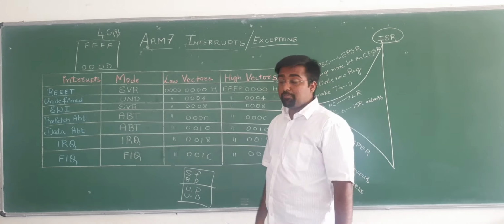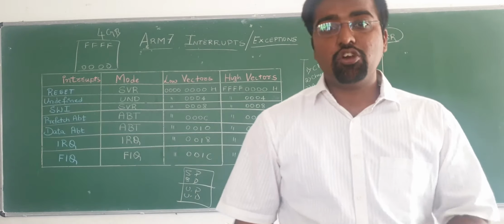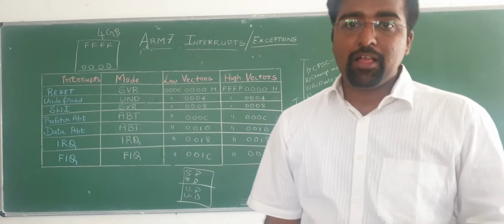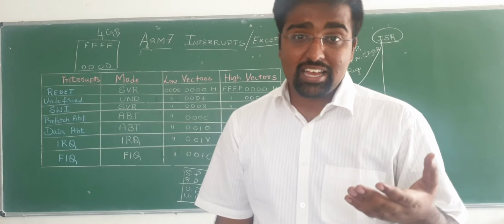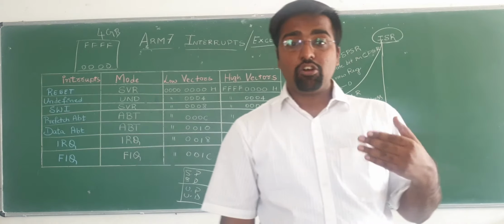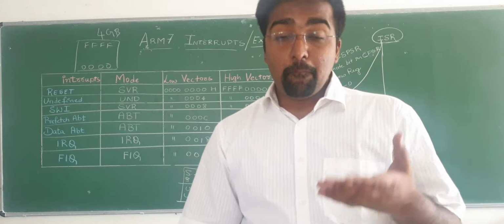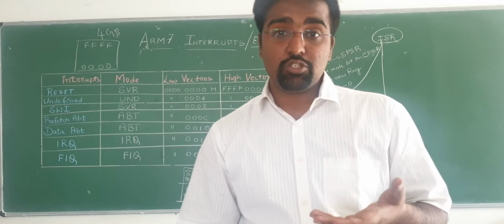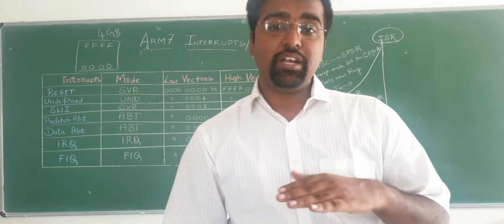The low vectors means, see, we have the concept in memory. We have two types of memory. One is your ROM and another one is your RAM. RAM means random access memory, that is, it is volatile memory, and your ROM is a non-volatile memory. When you switch off the system, the data present inside the RAM will be erased, whereas with respect to your ROM, it will not be erased.